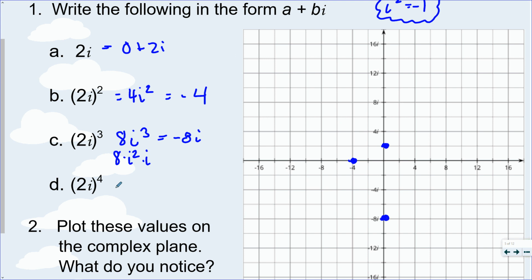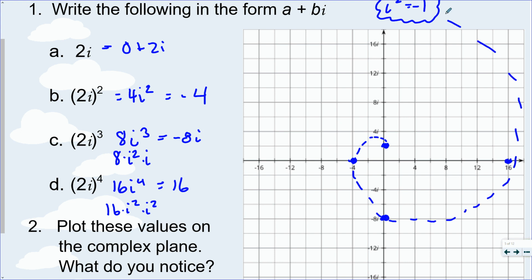Then what about this one? You've got 2i to the fourth power. So you're going to have, let's see, 16i to the fourth. But that's just 16 times i squared times i squared. So you get 16 times negative 1 times negative 1, which is equal to 16. And guess what you get? You get this pretty spiral.